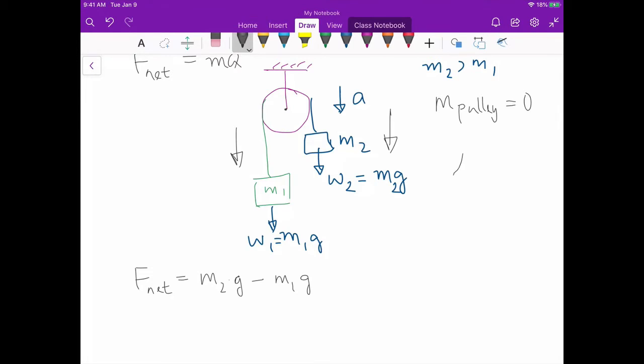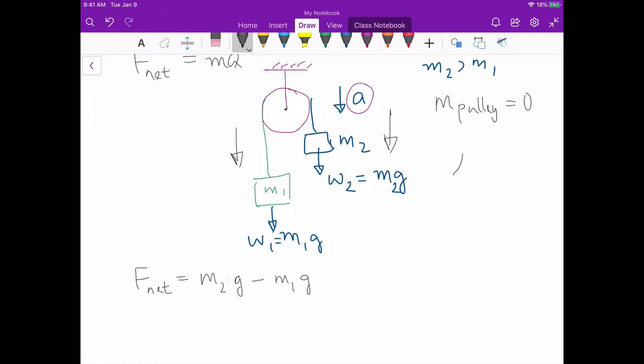Because of the rotational motion of the pulley, there will be something that contributes towards the overall acceleration. But for now we are going to ignore that effect. We just consider the effect of the masses, regardless of the pulley's mass. Having said that, the net force is equivalent to m2g minus m1g.